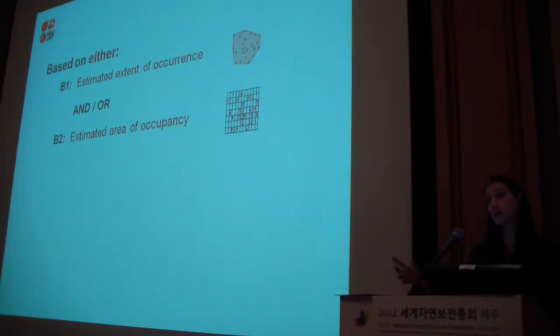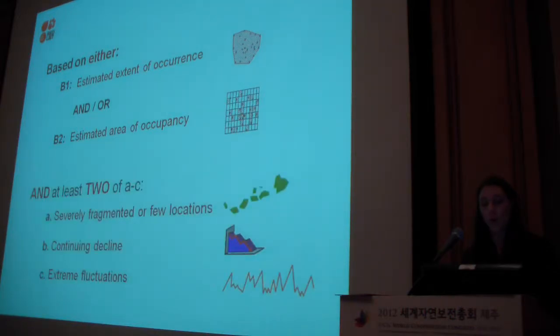And for a lot of species, we can estimate the extent of occurrence, but for many species, we don't have the detailed data that we need to estimate the area of occupancy. So there are more species listed under B1 than B2, but not always. Once you've met the thresholds for B1 or B2, or both, then you have to meet at least 2 of the subcriteria A, B, and C.